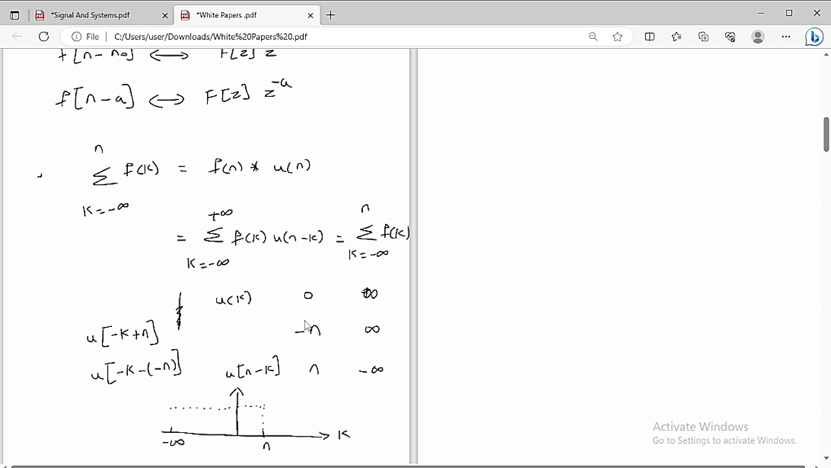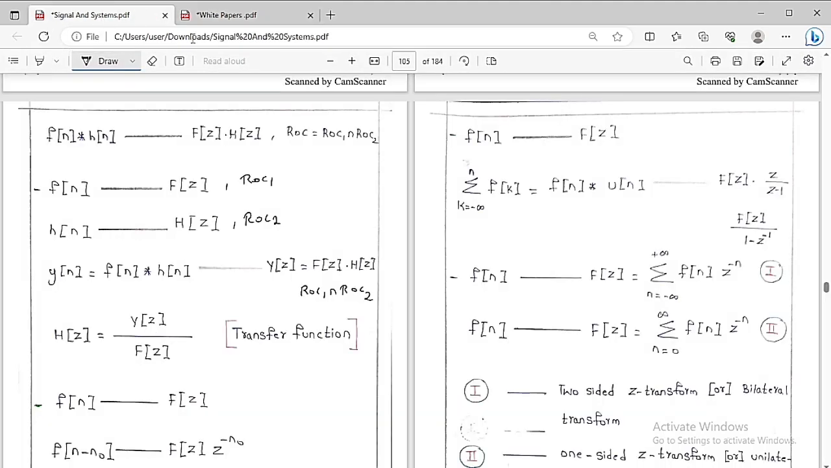So the standard format for shifting is f of t minus a, and the standard format for time scaling is f of at. I have already told you this point so many times. So that is the reason sigma k equals minus m to plus n f of k into u of n minus k is nothing but sigma k equals minus m to n f of k. This is the graph that we are going to get. So this is what we have told here. So this is nothing but f of n convolved with u of n.